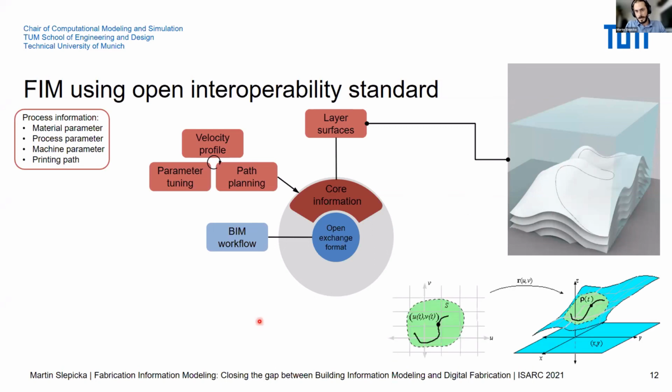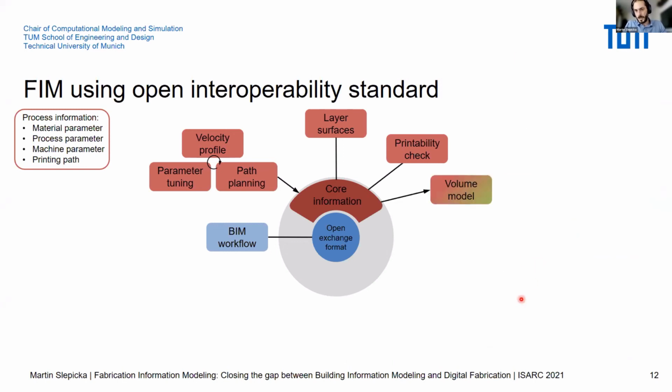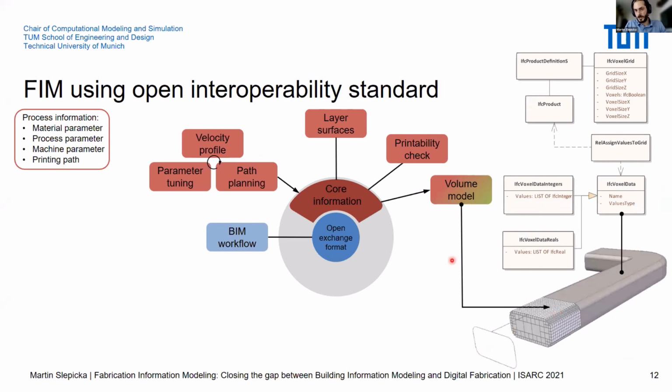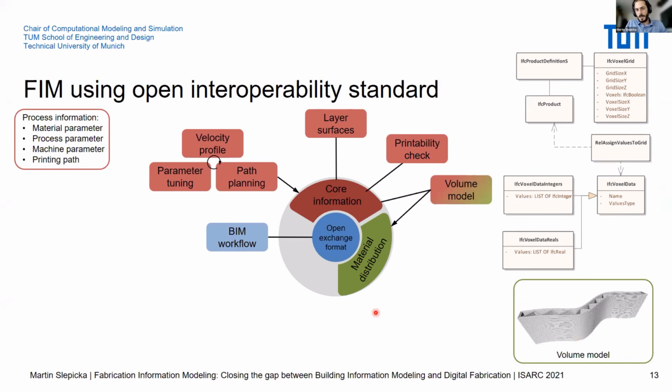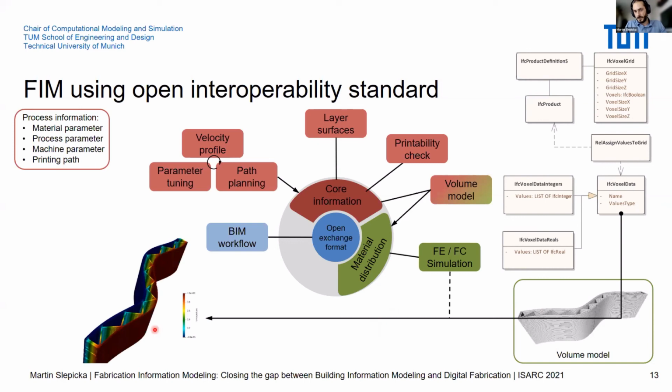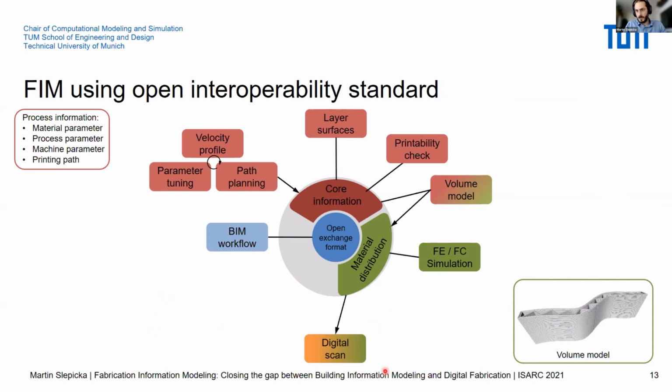From that, we can create 3D volume information, for example, a voxel model, and store the material distribution also in the data structure, which can be used for the thermal simulations, for example. Afterwards, we can use digital scan methods to store digital twin data. Like I said, it can be stored in the layers we already have from the path planning. And we can use this information for post-processing information.